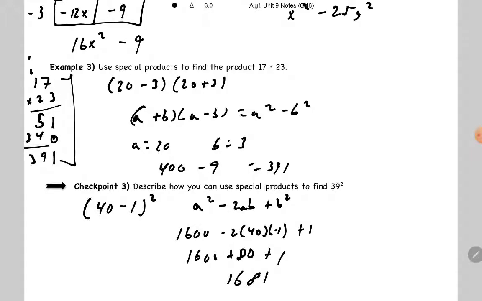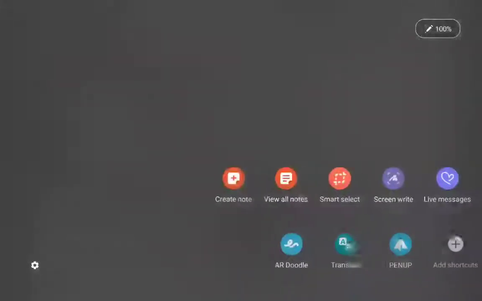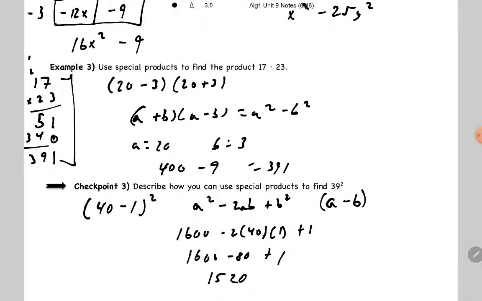Oh, I messed up, I think. One second. I did mess up. B is not negative 1, but positive 1 in this case. Because the formula goes like this. It is a minus b. So the minus sign's already there. So it's actually a positive 1. So this would be 1600 minus 80, which would be 1520, plus 1, which is 1521. There we go.